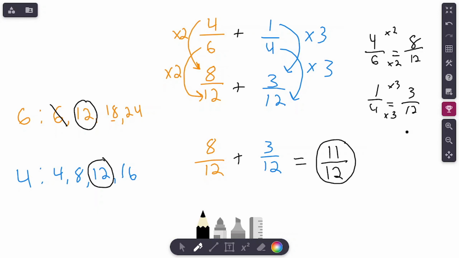We get equivalent fractions. Why did we need equivalent fractions? Well, we needed equivalent fractions because we couldn't add these fractions because they had different denominators. So we listed out the multiples of the denominators, found the smallest number they had in common, which was 12, created equivalent fractions, added that together, and got ourselves a final answer of 11/12.